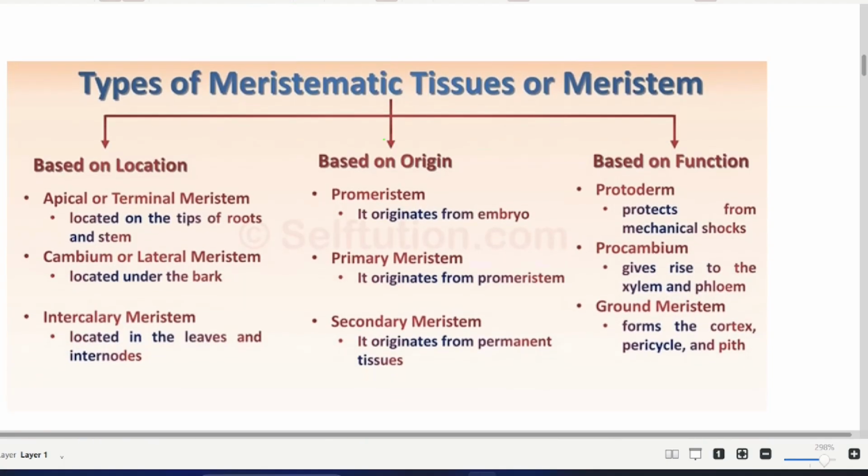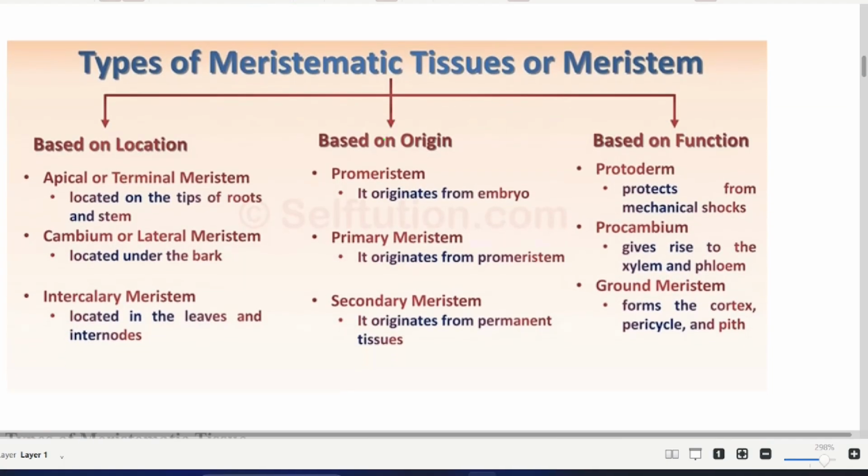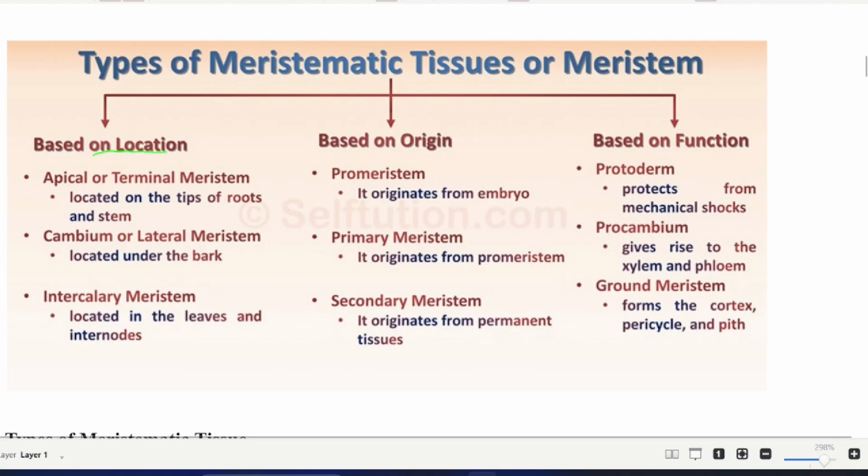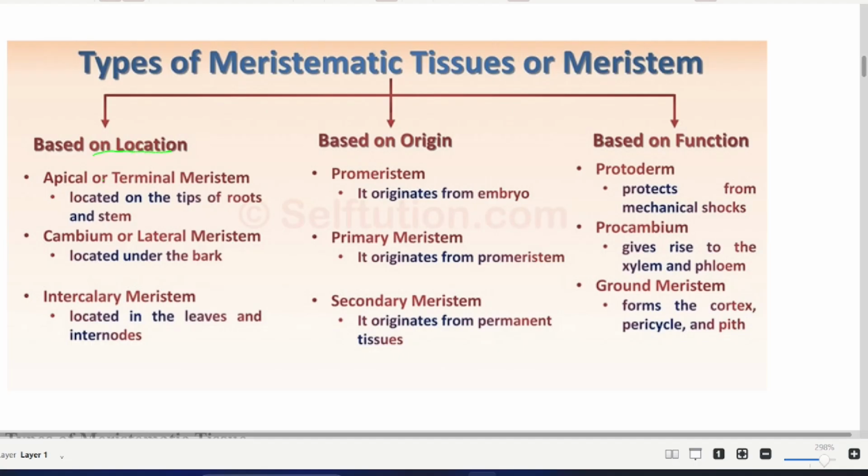Now let's discuss the types of meristematic tissue or meristem. There are different bases of classification. First, we will discuss the classification that is based on the location. On that basis, there are three types. First is the apical or the terminal meristem. Second is the cambium or the lateral meristem, and another is the intercalary meristem.